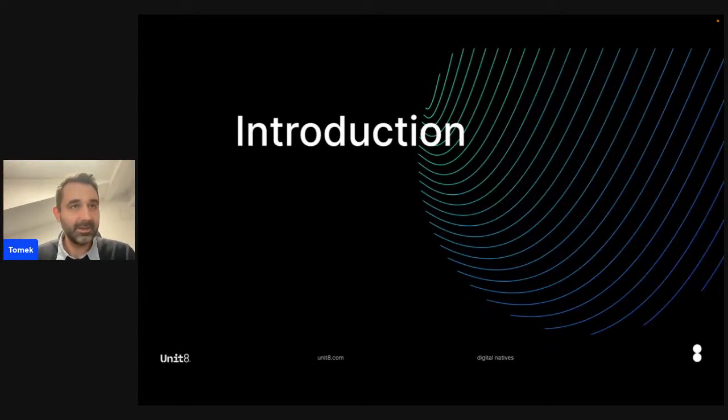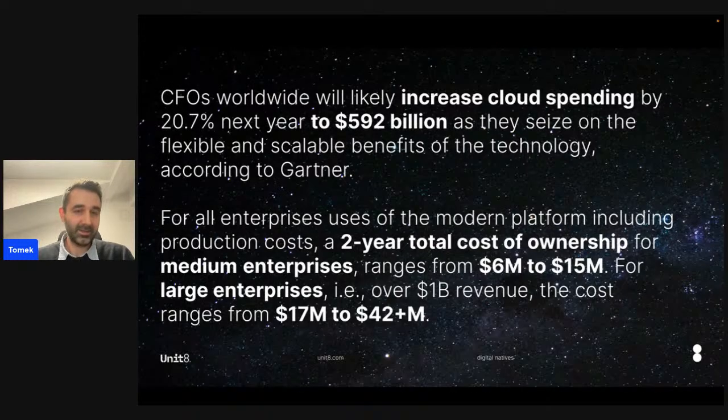But to the topic. Let's start with some high-level statements and an overall introduction of the subject we're going to talk about. So it's obvious that cloud adoption is increasing and growing. There has been a recent study by Gartner showing that the cloud spend around the world has increased by over 20% and is in the area of 600 billion in 2022. And this number is likely going to go up.